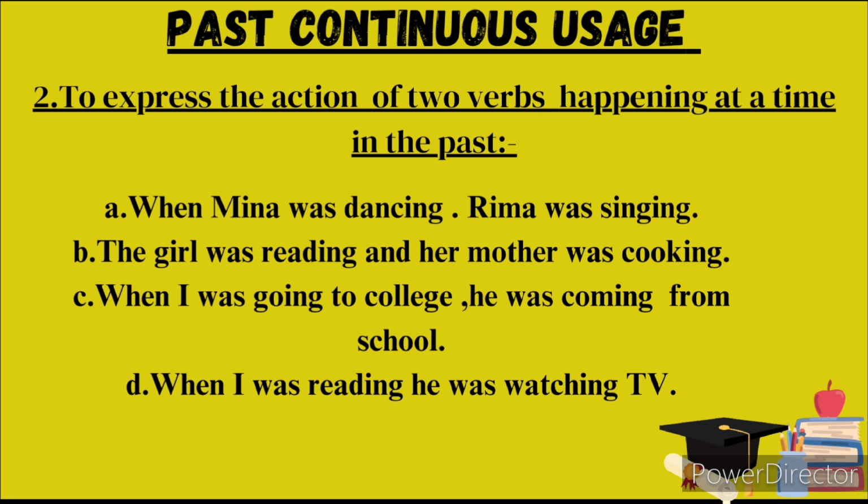To express the action of two verbs happening at a time in the past. For example, when Meena was dancing, Rima was singing, the girl was reading, and her mother was cooking. When I was going to college, he was coming from school. When I was reading, he was watching television. These are the examples happening at the same time.